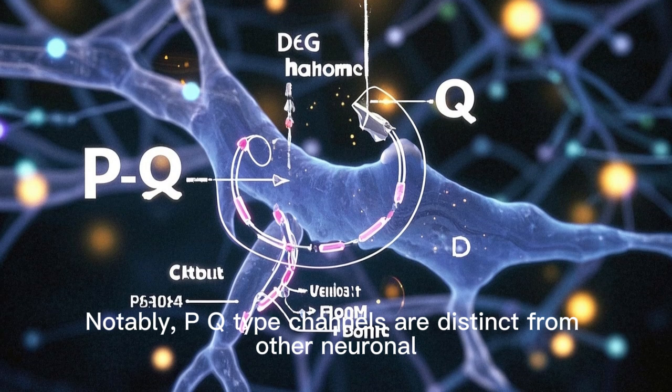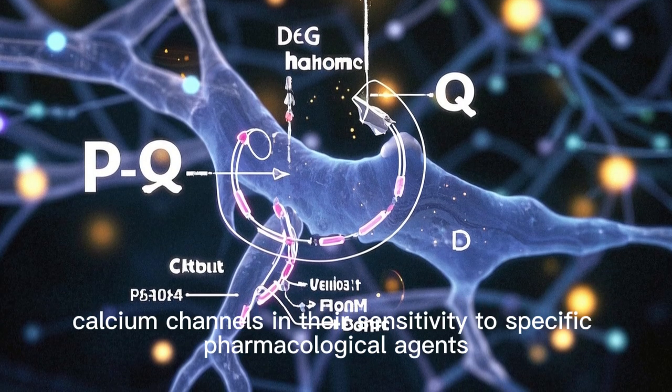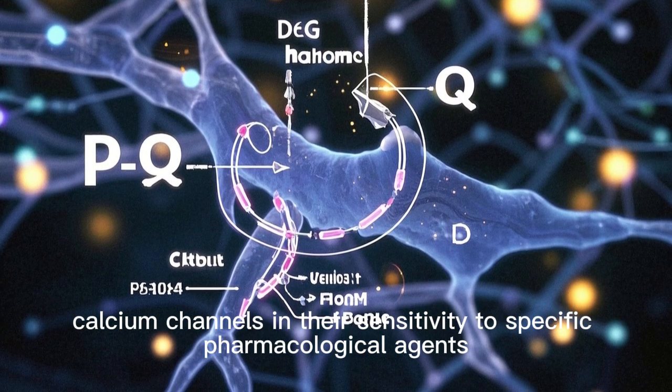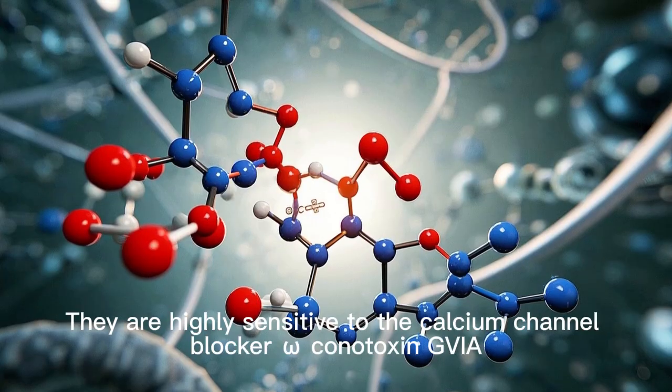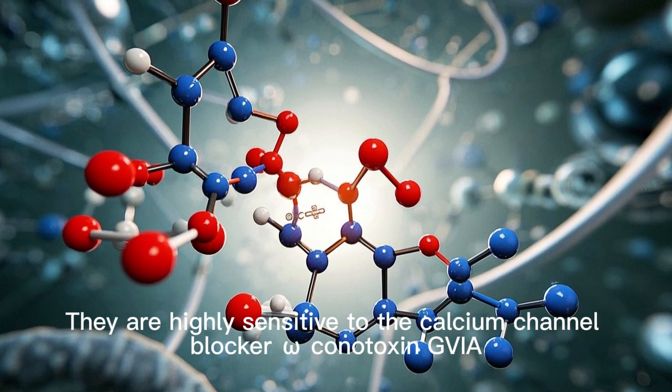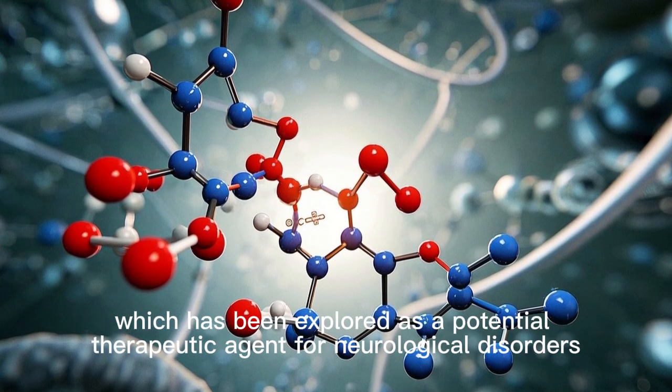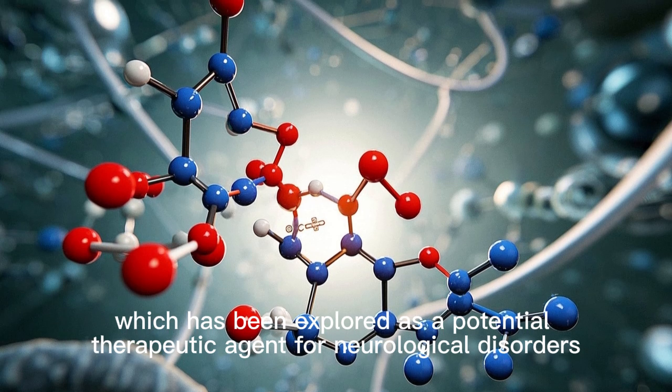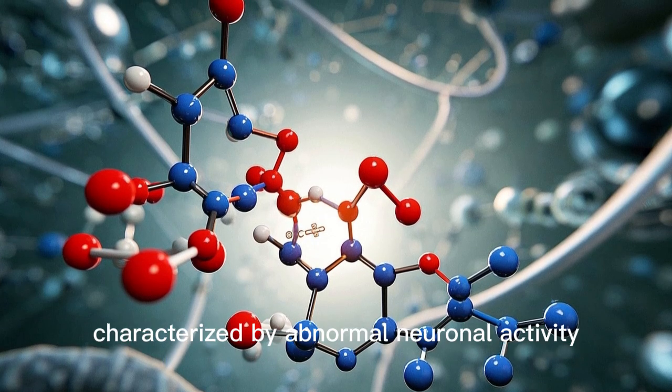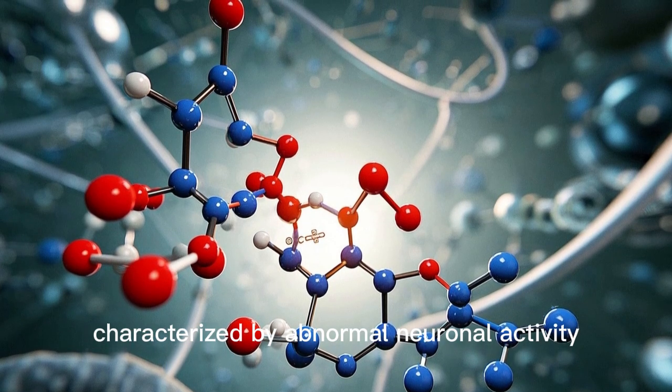Notably, PQ-type channels are distinct from other neuronal calcium channels in their sensitivity to specific pharmacological agents. They are highly sensitive to the calcium channel blocker O-conotoxin GVIA, which has been explored as a potential therapeutic agent for neurological disorders characterized by abnormal neuronal activity.